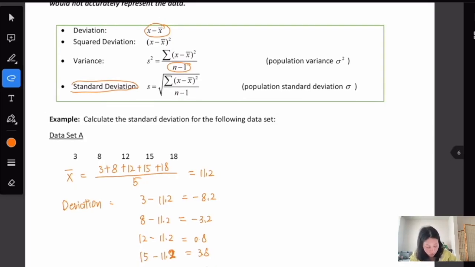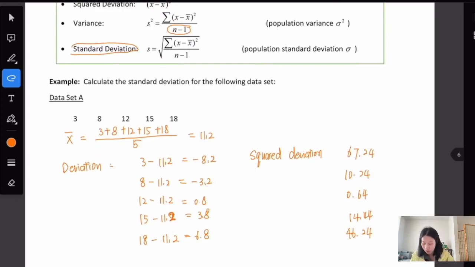The next step is we want to square the deviation. We square them, all of these squared, we have 60.24, 10.24, and then squared 0.8, we have 0.64, squared 3.8, we've got 14.44, 46.24. Now, after you square them, you want to add the square deviations and then divide by the degree of freedom. Okay, then we got the variance.